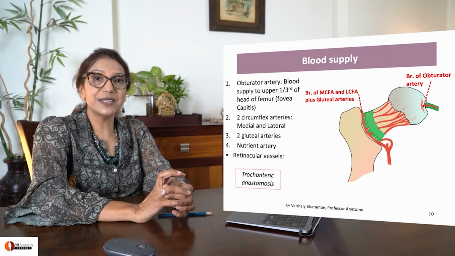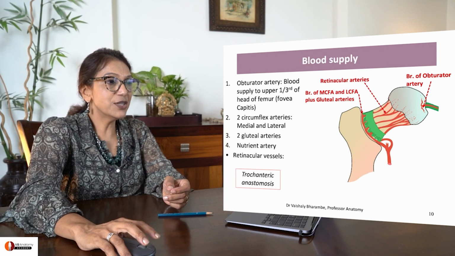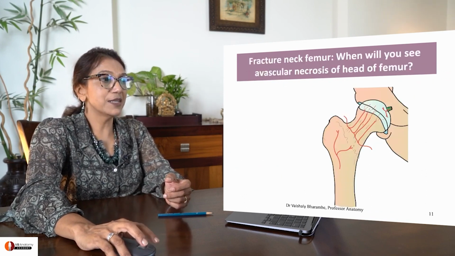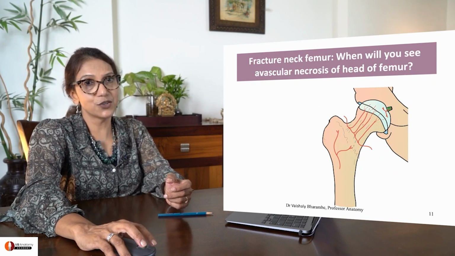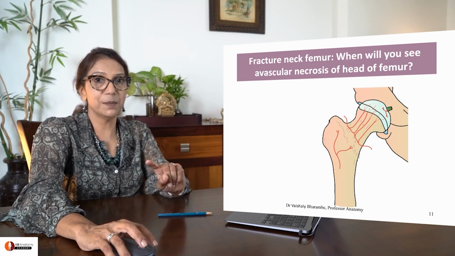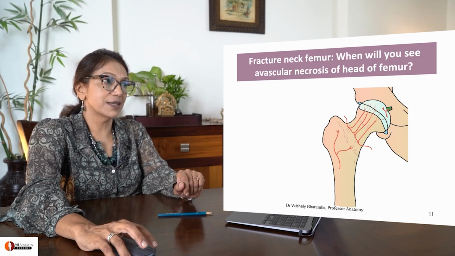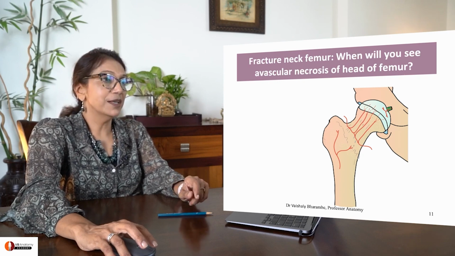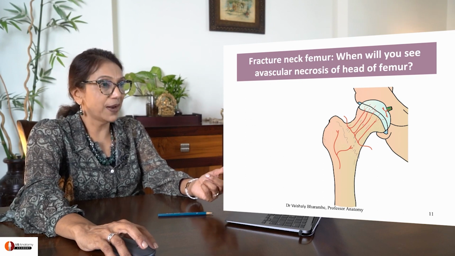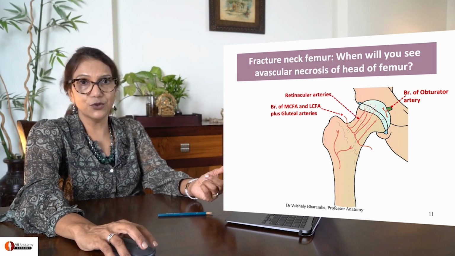From this anastomosis, essentially from the medial circumflex femoral artery, branches ascend upwards to supply the head of femur. These ascending branches are called retinacular arteries. I have taken this in my first lecture also. Because it's so important, we are repeating it. Come back to the diagram now and see what is the question asked. What is fracture neck femur? When will you see avascular necrosis of the head of femur? Right. So now you are seeing obturator artery and retinacular arteries.